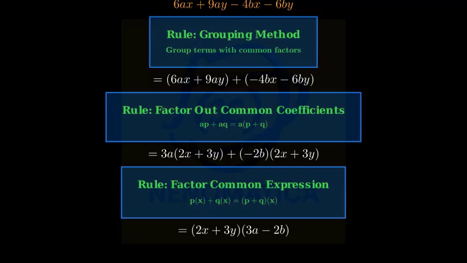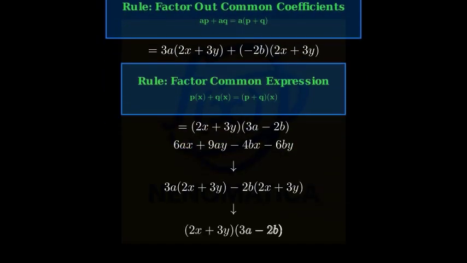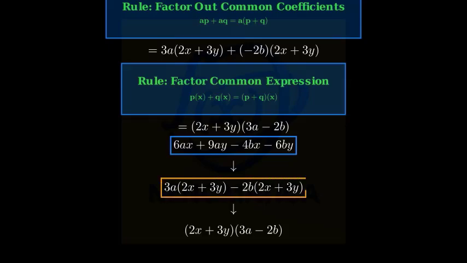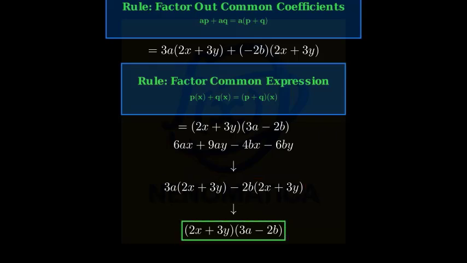Let's visually understand the factoring process for our second example. We start with 6ax plus 9ay minus 4bx minus 6by. First, we identify common factors in groups of terms. In the first two terms, a is common. In the last two terms, b is common. After factoring these common terms, we notice that 2x plus 3y appears in both groups. This allows us to factor out 2x plus 3y from the entire expression, giving us our final answer, 2x plus 3y times 3a minus 2b.